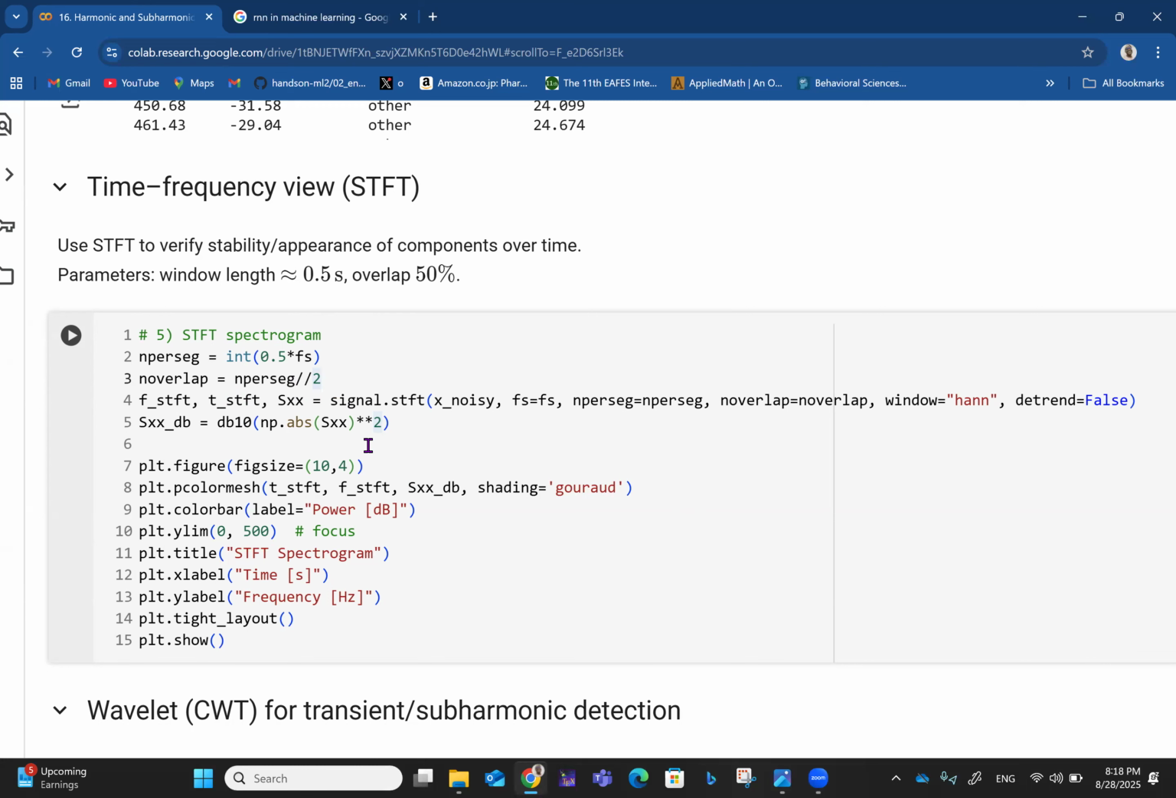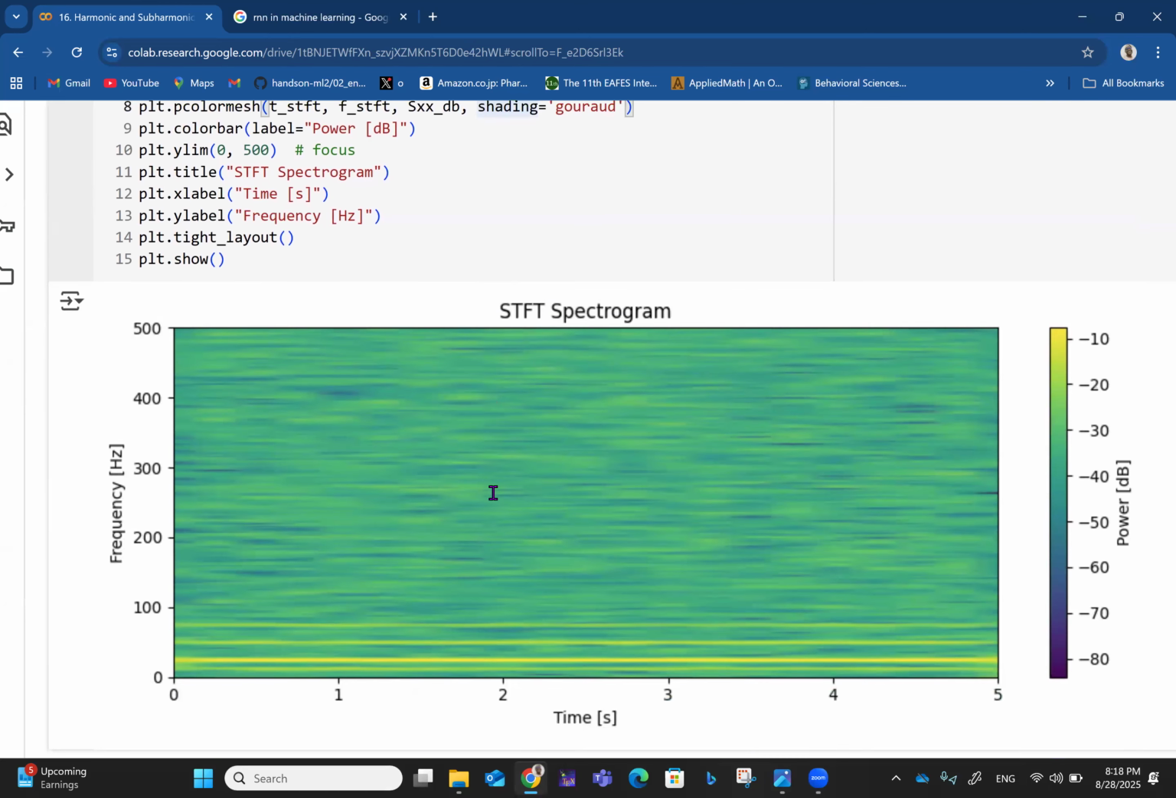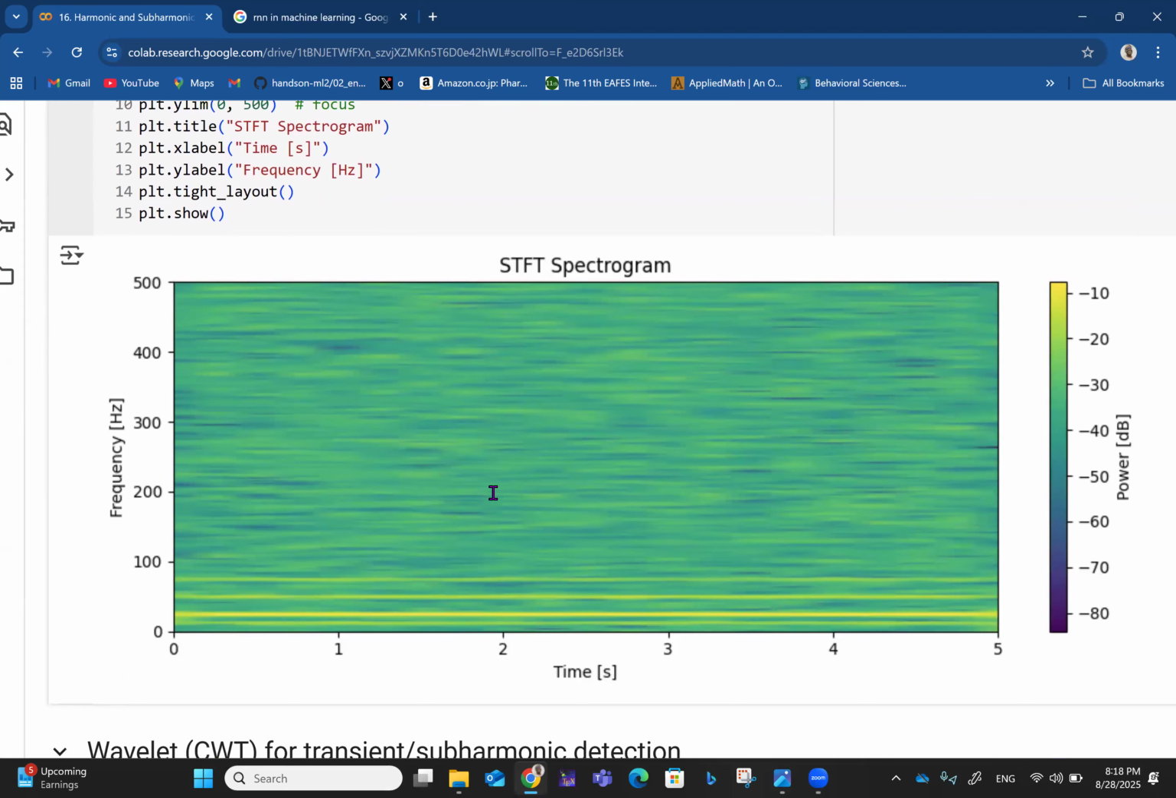Then we have the frequency attached to the STFT, the time, and Sxx, which I think is the spectral density or something like that. We can run this. Pxx is the periodogram, this is the spectrogram, and this is what we get when we plot it.